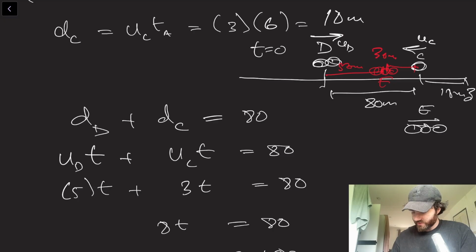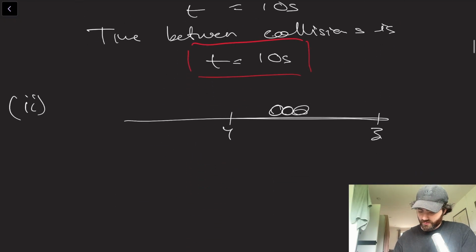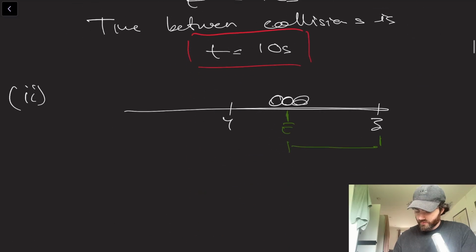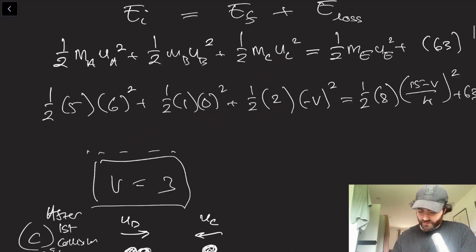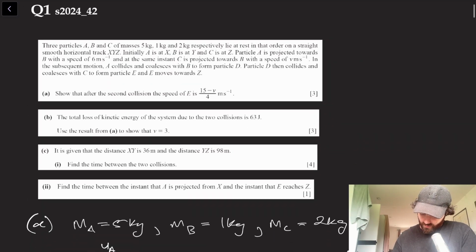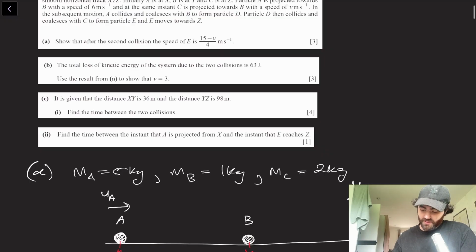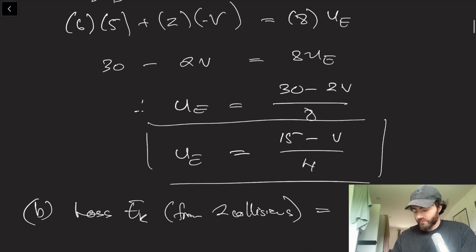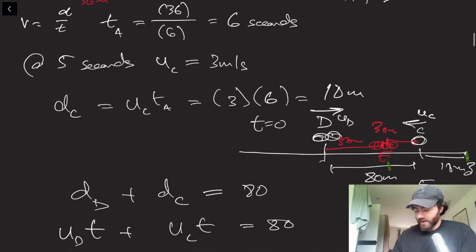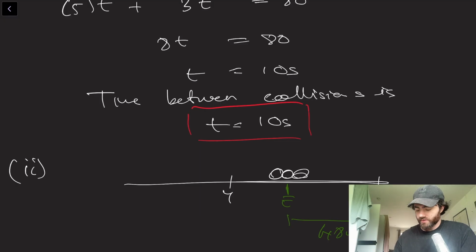So that means that the distance between Z here and E will just be 30 plus 18. So the distance between E and Z will be this 30 meters plus 18, which would be 48 meters. Why am I doing that? I'm doing that because it wants us to find the total time. It was the time between the instant A is projected from X and the instant E reaches Z. So we want to know how much time after that collision E is formed, how long does it take to get to Z? And then we can just sum up the rest of the times and get it.